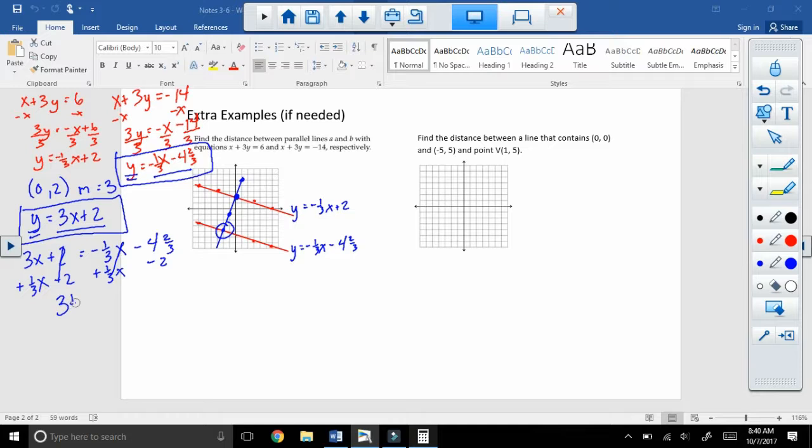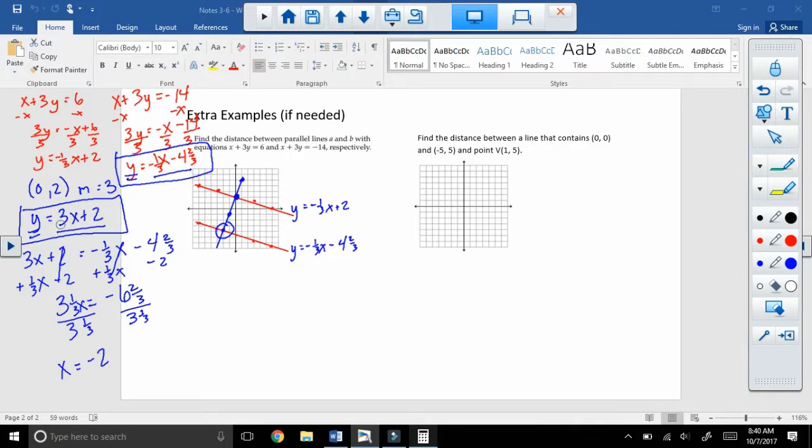So I have 3 1/3 x equals, this is going to be negative 6 2/3. And when I divide it, it actually ends up not being quite as bad as what you initially might think. This does end up being exactly negative 2 for the x value. And then I can choose either one of those, and I'll go ahead and choose the easier of the two.